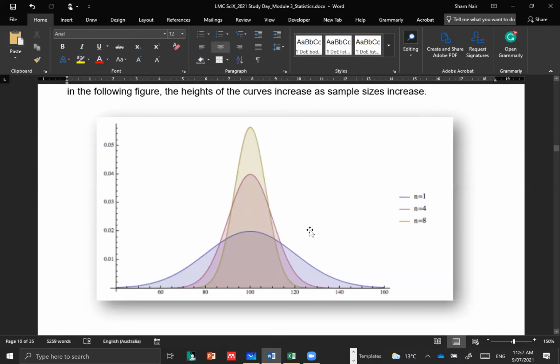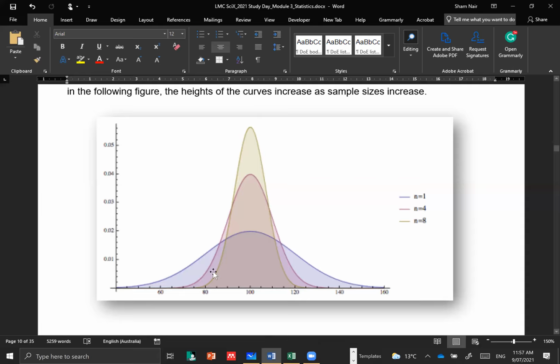Now, there's another interesting thing about normal distributions. If you increase the number of measurements, you actually change the shape of the normal distribution. It's still a normal distribution, so you still have the center, you still have the tails, and so on and so forth.